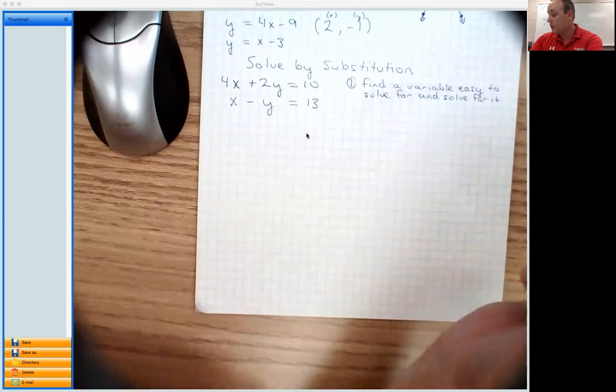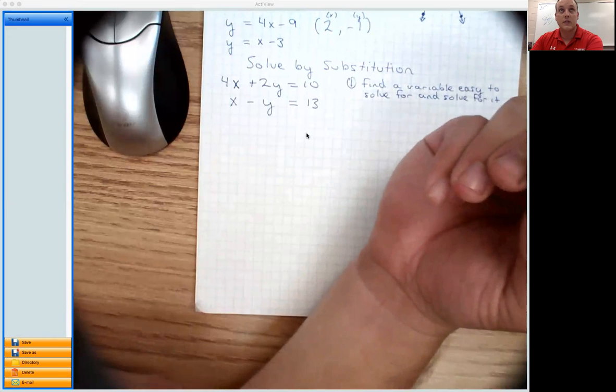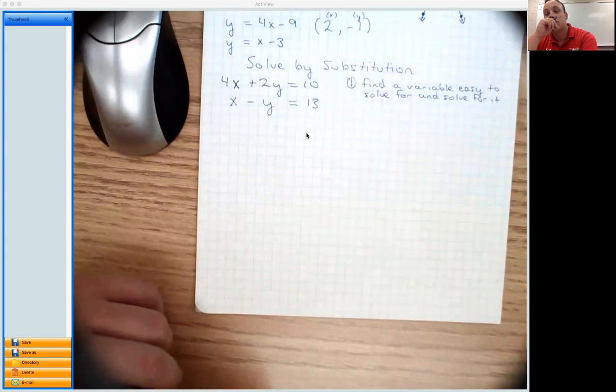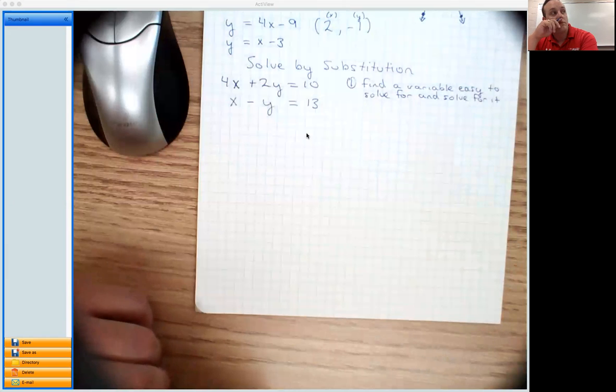So if I look at those two equations, which of those variables is easiest to solve for? Why? I mean, yeah, why? Do you agree, Tanner? No, the top one actually. Top equation? Yeah.